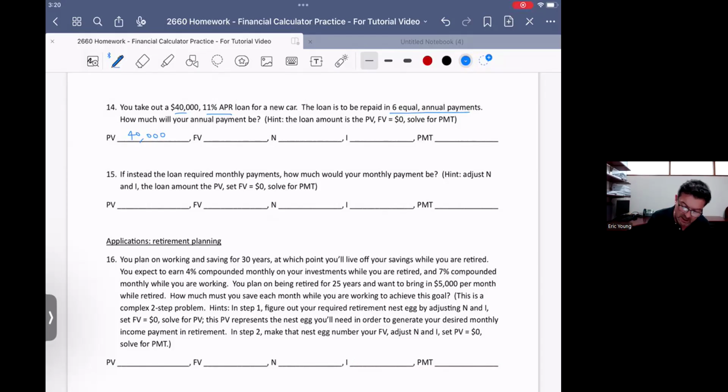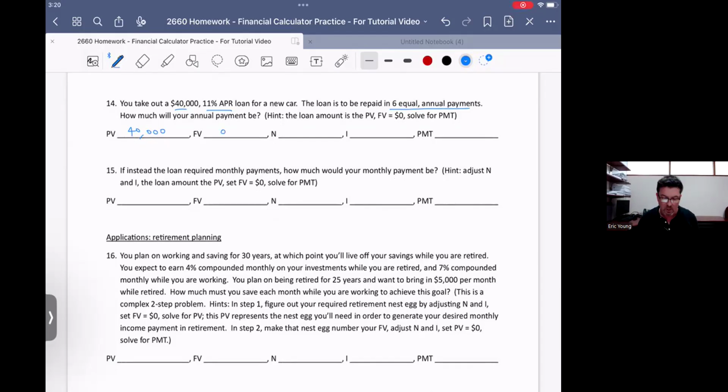When you eventually pay it off, it'll be down to zero because again, you're paying off your loan. Now in this case, it's got 6 equal annual payments, so N is 6, and your car loan has a rate of 11%. So this one, easy peasy. You just plug in those numbers into your calculator and you get 945,506. This means that you will have to send in a payment of $9,455.06.